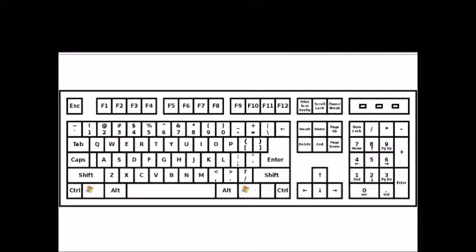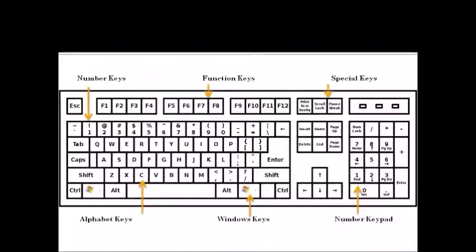First, look at here, this is our standard keyboard. These are the number keys 1 up to 0. Then these are the function keys F1 up to F12. Then these are the special keys: insert, home, delete, enter, shift key, control key, windows key, alt key. Then this is our number keypad. These are our arrow keys. Then look at here, the two windows keys available on the keyboard. Then these are the alphabet keys, A to Z, the total 26 alphabet keys present on the keyboard.